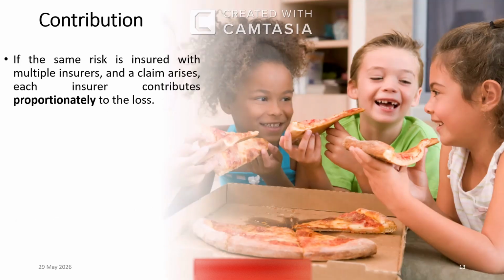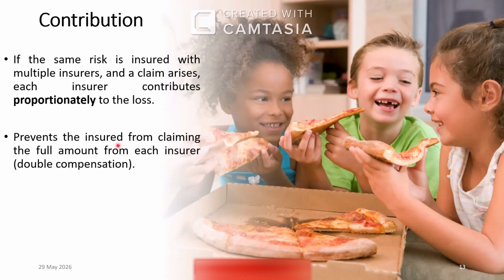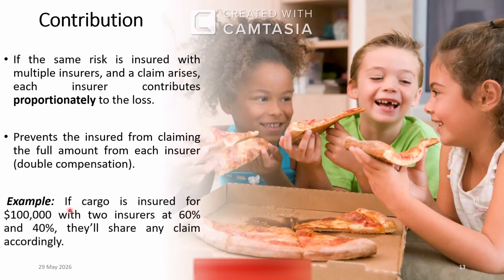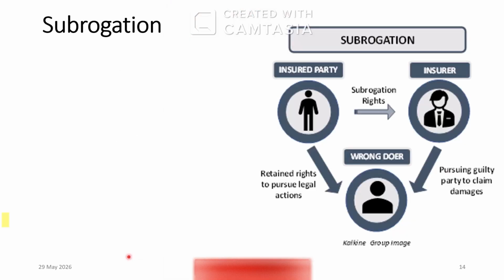Contribution. As per MIA, if the same risk is insured with multiple insurers, when a claim arises, each insurer contributes proportionately to the loss, right? So it prevents the insured from claiming the full amount from each insurer. So for the same property or the same cargo, you cannot claim double compensation from different insurance companies, right? So suppose you have a cargo and the cargo is insured for $100,000 with two insurers at 60% and 40%, then if something goes wrong with that cargo, they will share any claim accordingly.